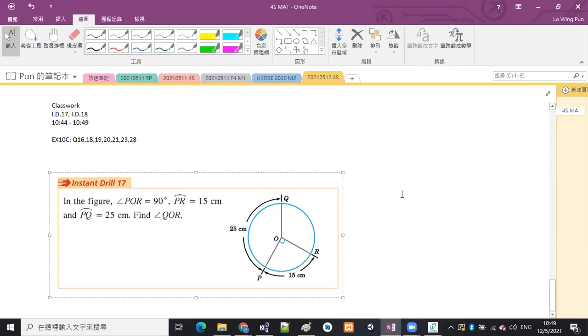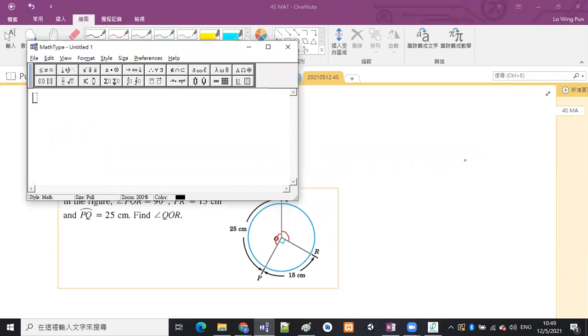Okay, let's check the answers. So ID 17, angle POR is 90 degrees, arc PR is 15 cm, arc PQ is 25 cm. Find angle QOR. So I want to find this angle, but this angle is not involved in the known arc lengths, right? Okay, so we have two arc lengths, so we need to find their corresponding angles. We have a 90 degrees, which is angle at center, looking at the 15 cm. Then the angle at center, looking at the 25 cm should be angle POQ. Okay, and then we may form a ratio.